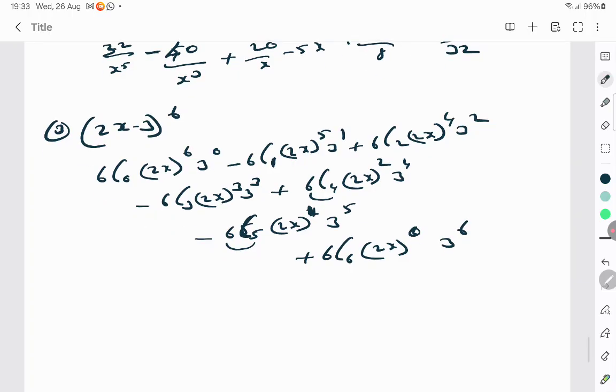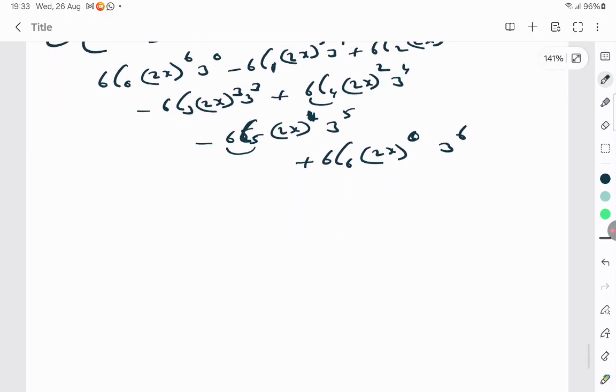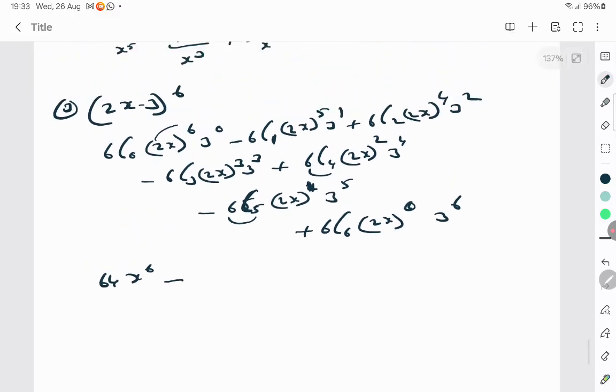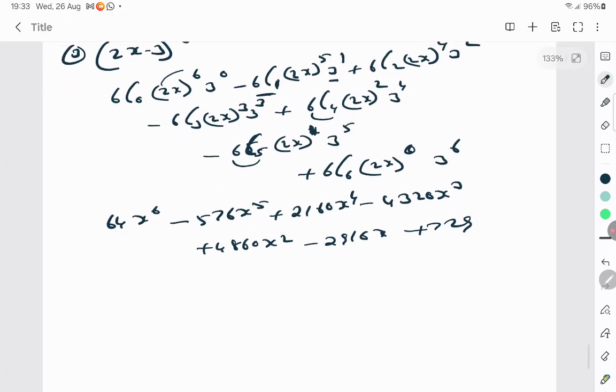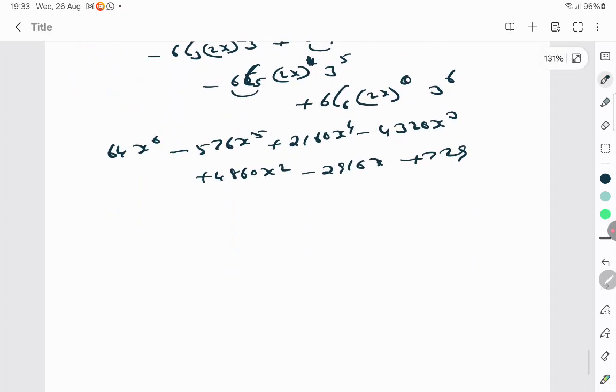It's so easy to solve, and you will get an answer. Here 2 to the power 6 is 64, right? 64 x to the power 6 minus, in this, this is 6 and this is 3, 6 3s are 18, 2 to the power 5, it will become 576 x to the power 5. I'm writing the direct answer. Just sit and calculate and you get the answers. 4320 x to the power 3 plus 4860 x squared minus 2916 x plus 729 is the answer. So let's go to the next sum.